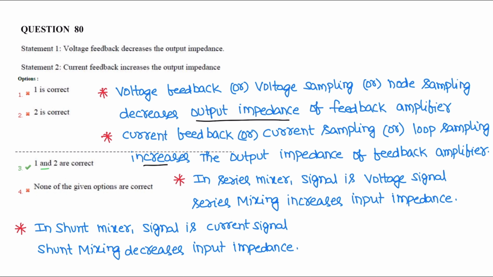In series mixer, signal is voltage signal. Series mixing increases the input impedance. Shunt mixer, signal is current signal. Shunt mixing decreases the input impedance.